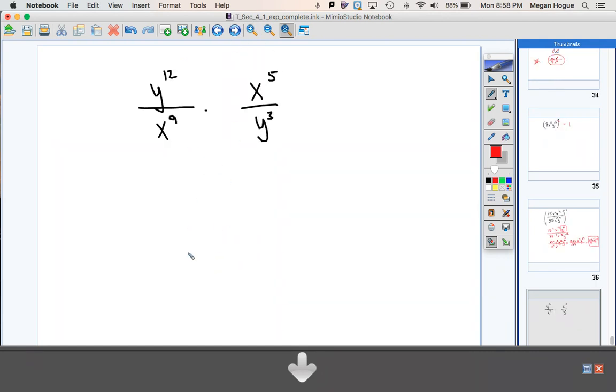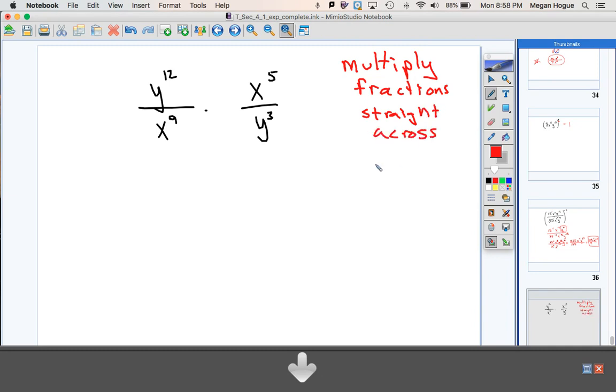Next one, we haven't seen this yet. We're multiplying. When we multiply fractions, remember how we do that? We multiply fractions straight across. That means we're going to multiply top to top and bottom to bottom.